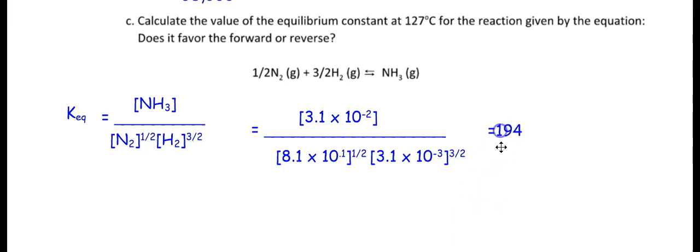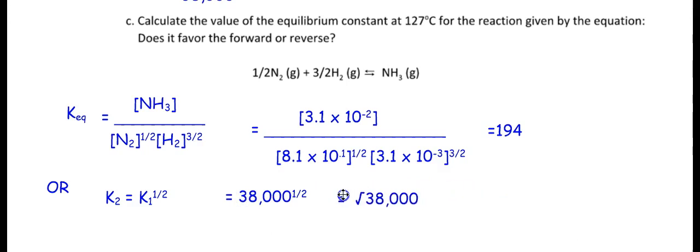Okay, did you get 194? Now, was there an easier way you could have done this? Of course. What did we say earlier? That if you have a different coefficient, just raise that equilibrium constant to whatever you multiplied everything by. So my K1 was 38,000 raised to a half. Isn't a half power the same as a square root? Yes, it is. And this time I get 190.